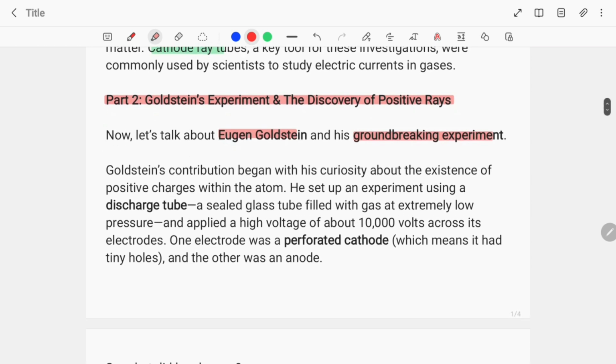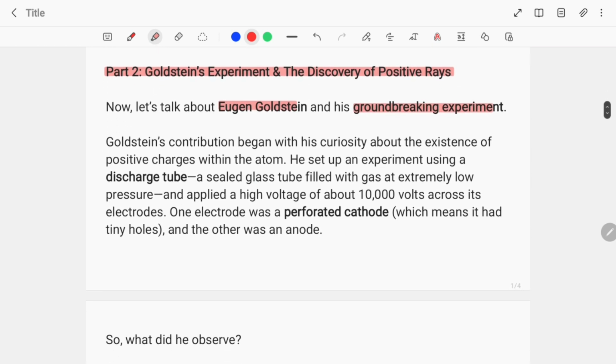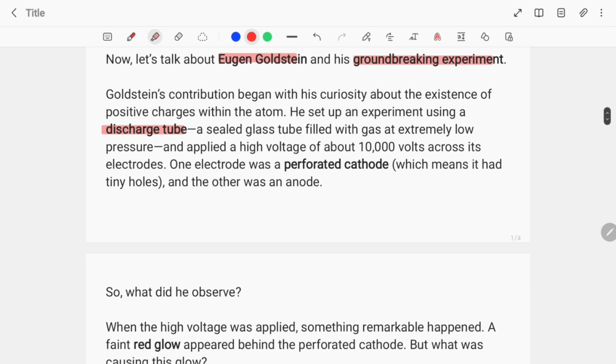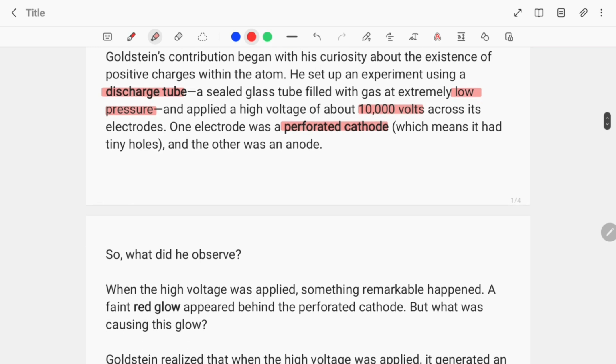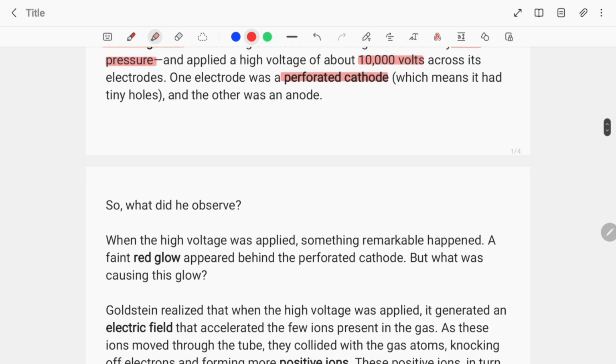Goldstein's contribution began with his curiosity about the existence of positive charges within the atom. He set up an experiment using a discharge tube, a sealed glass tube filled with gas at extremely low pressure, and applied a high voltage of about 10,000 volts across its electrodes. One electrode was a perforated cathode, which means it had tiny holes, and the other was an anode.